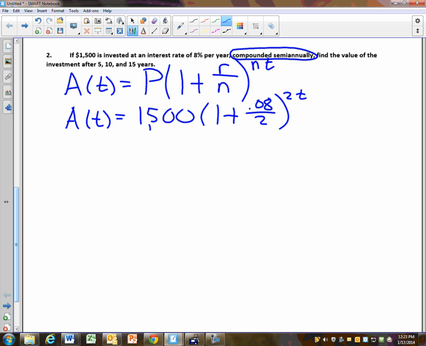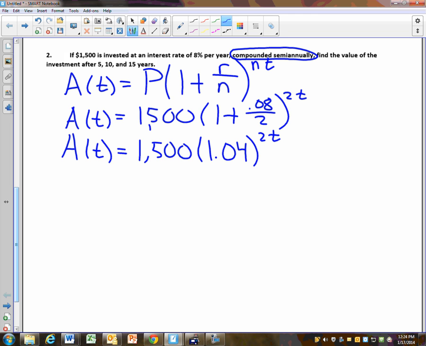We can simplify this. What's 0.08 divided by 2? So we have 1.04 raised to the 2t. So the whole idea is that I know you can plug in the numbers, that's not that difficult, but can you write the equation? That might be a little bit tougher. And so there you go, there's your formula.